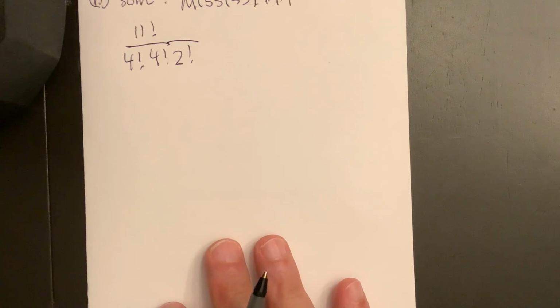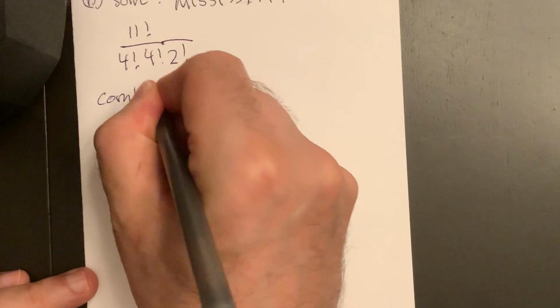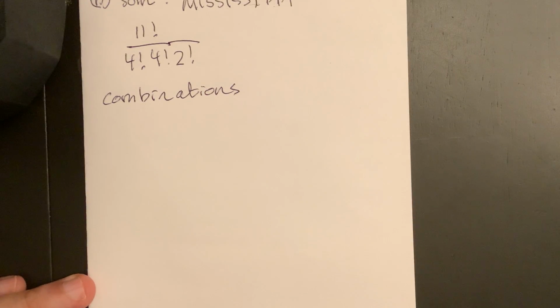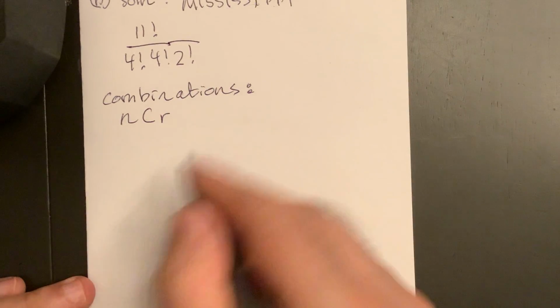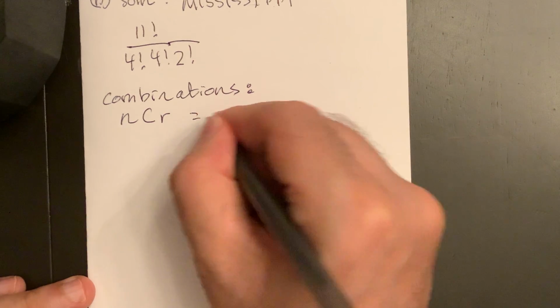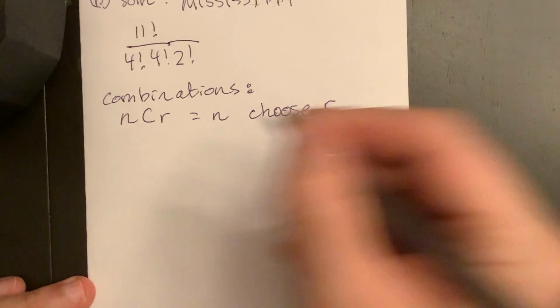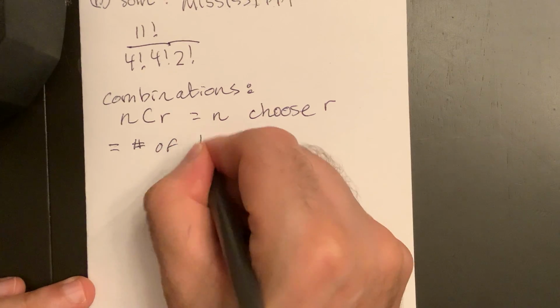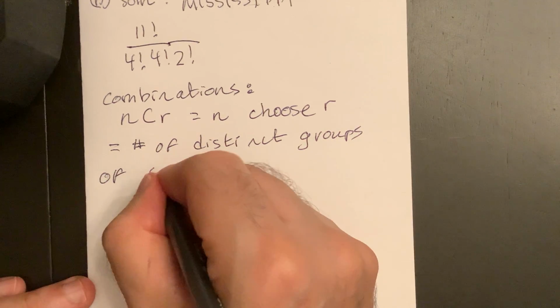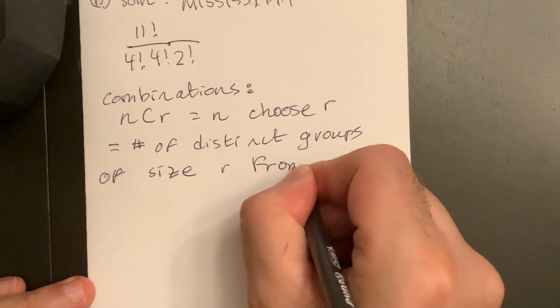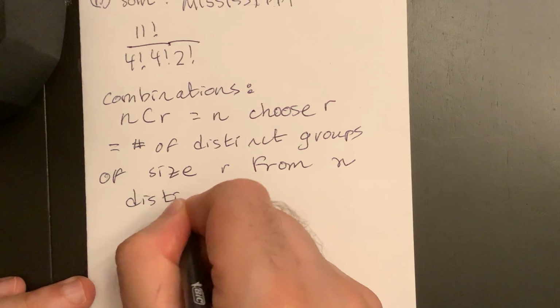Combinations. All right. So sometimes we want to count how many possible groups I can pick of a certain size from n distinct objects. So if I take nCr, which is sometimes called n choose r, and it's called a combination, this is equal to the number of distinct groups of size r from n distinct objects.